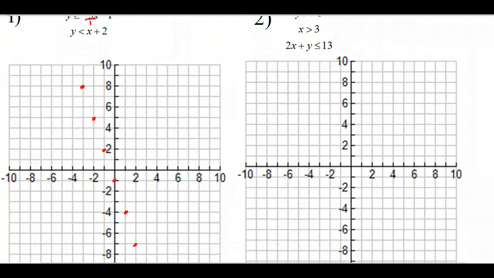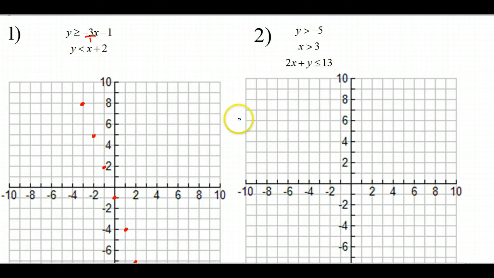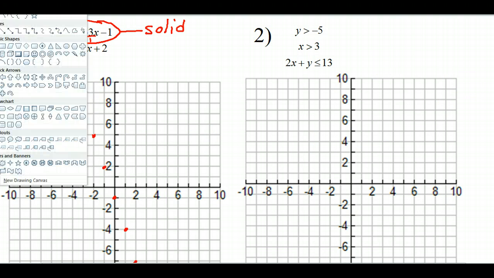Now remember, sometimes we do a solid line, sometimes we do a dotted line. For this equation up here, is this going to be a solid or a dotted line? Solid. This one's going to be solid. Why? How do I know it's going to be a solid line and not a dotted line? Because of this little equal to part under it. Because it says greater than or equal to. So go ahead and draw your solid line through there.